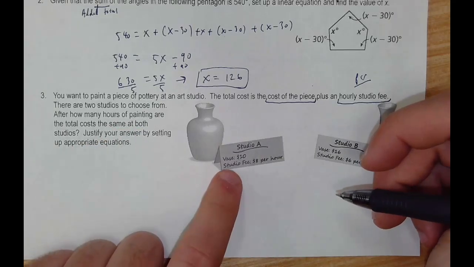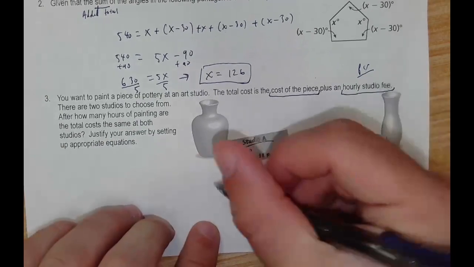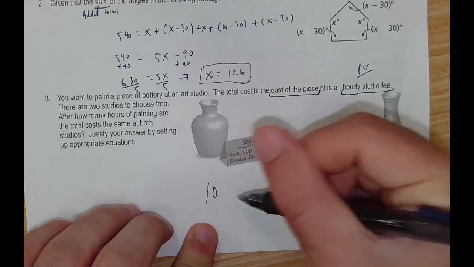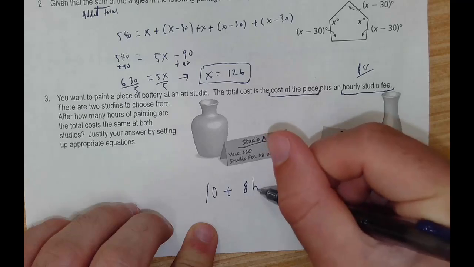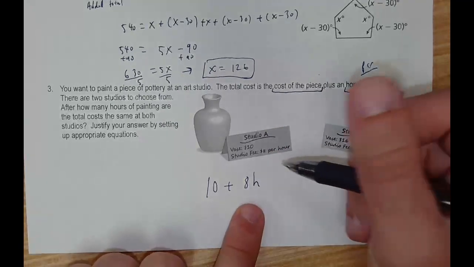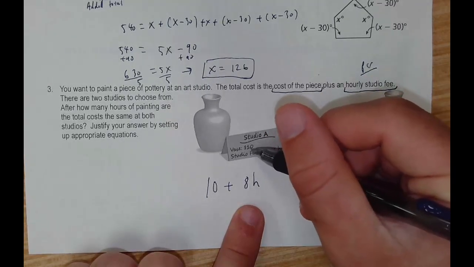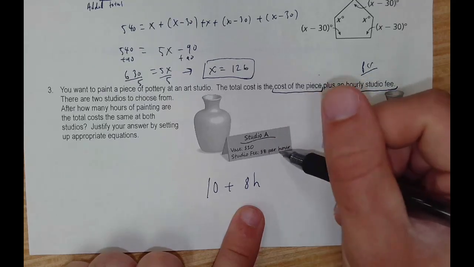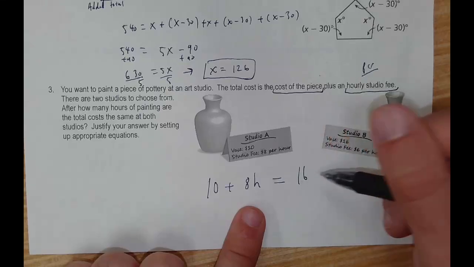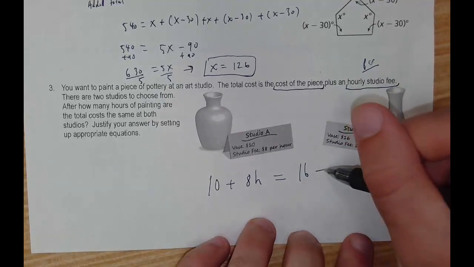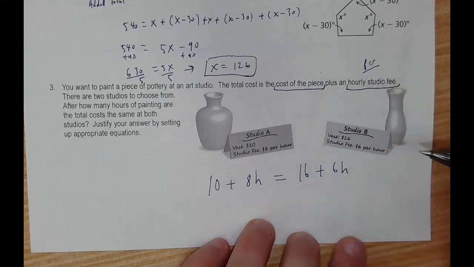So the first studio is going to cost me $10 for the vase, so 10 plus $8 per hour, 10 plus 8h, right? So it's like your base cost plus your hourly cost, and I want to set that equal to this base cost, 16, plus the hourly cost, 6h.